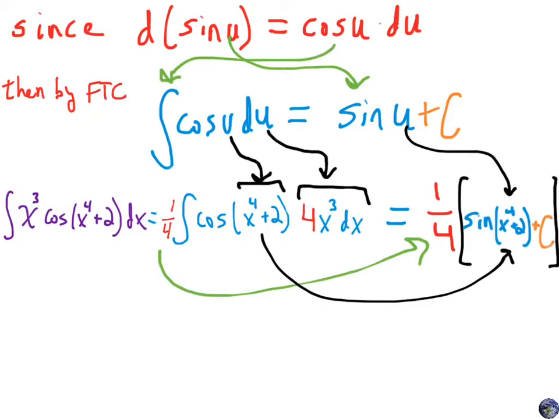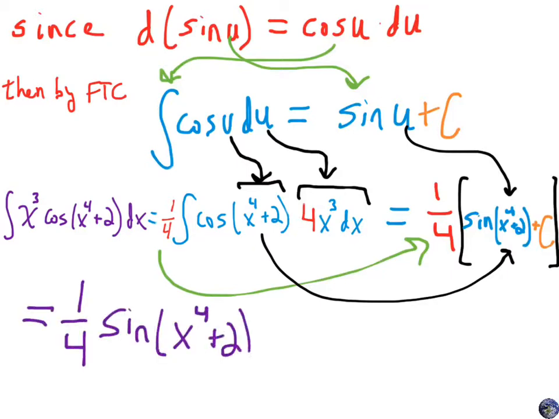So let's go ahead and put this all together and distribute that 1/4. So 1/4 the sine of x to the fourth plus 2 plus 1/4 c. But as we pointed out in the previous video, if you just have a constant times another constant and c represents any constant, then this is still just any constant. So mathematicians are lazy and just have this c be a cannibal and gobble up any other constants next to it. So 1/4 c is actually just c.